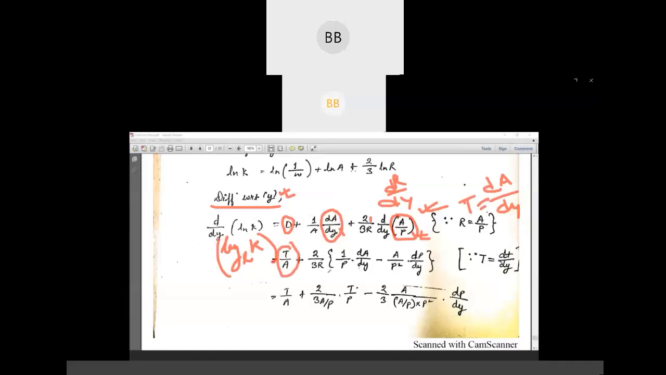Addition 2 by 3R, then again we have to do the differentiation using the formula u into v or u by v. It's up to you which formula you want to use, but you have to do the differentiation. Here, if you use this, it is nothing but v differentiation of u minus u differentiation of v divided by v square. This is the formula for u by v. You can use it here, you will get this expression.